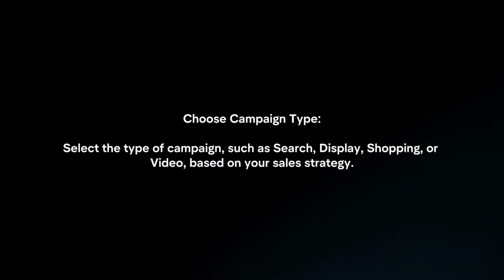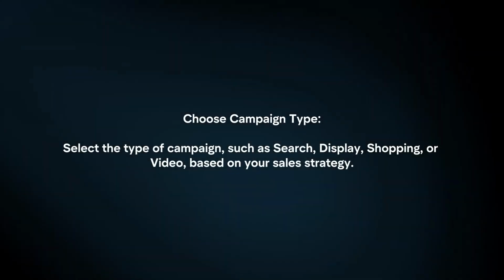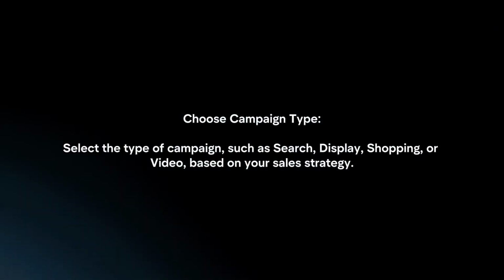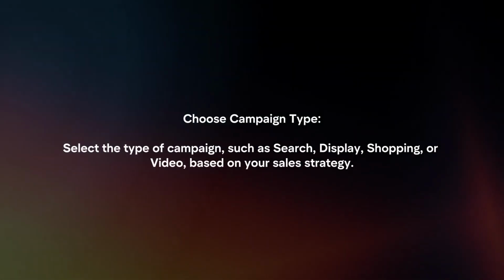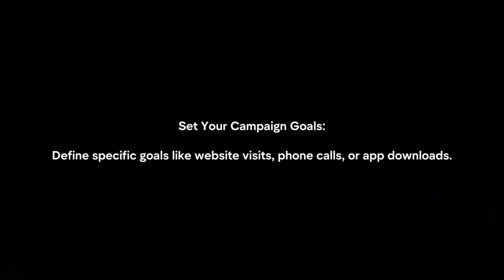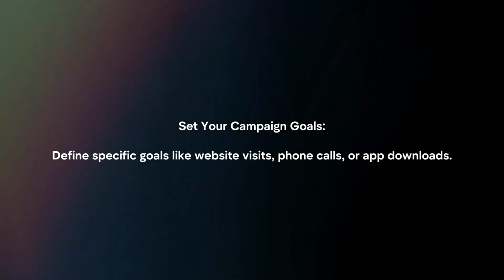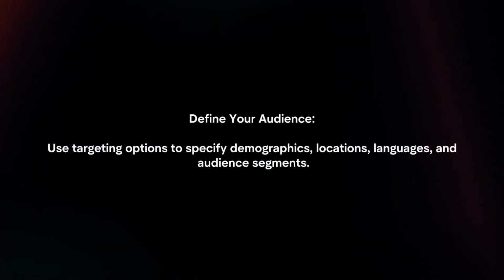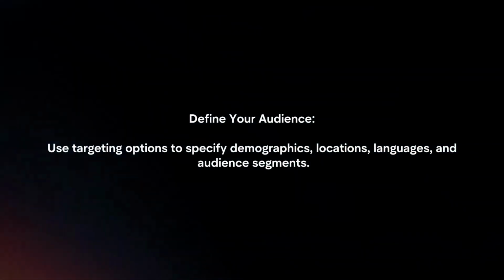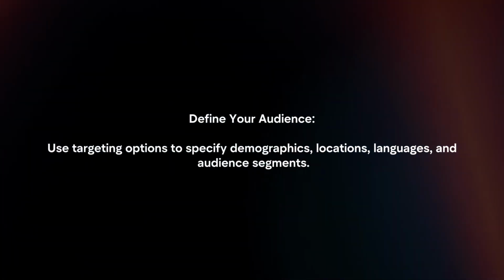Choose campaign type. Select the type of campaign, such as search, display, shopping, or video, based on your sales strategy. Set your campaign goals. Define specific goals like website visits, phone calls, or app downloads. Define your audience. Use targeting options to specify demographics, locations, languages, and audience segments.